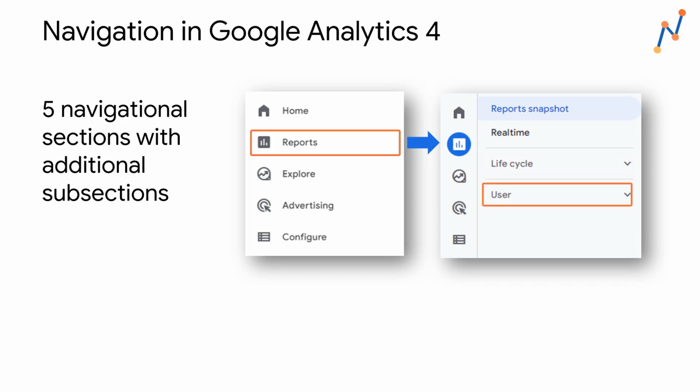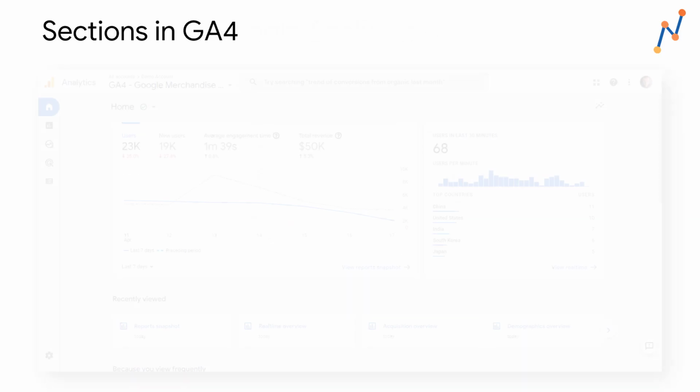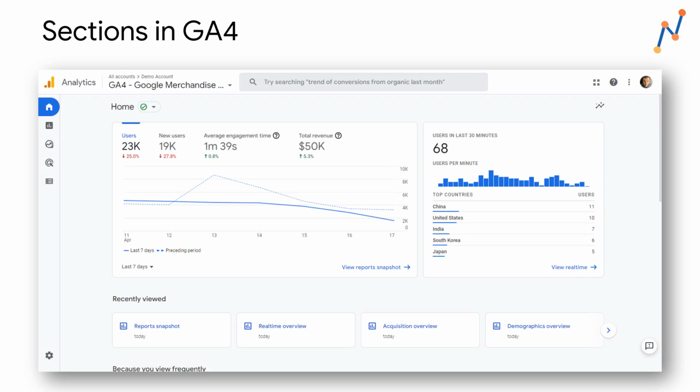So for reporting purposes, you need to use the sections Home, Reports, Explore, and Advertising, as well as their corresponding subsections. That being said, let's have a quick look at what you'll find in these areas. Like in Universal Analytics, the section Home in GA4 shall give you a summary of what's interesting about your data. But it's obvious that the data displayed here and the possibilities to interact with cards are super limited.